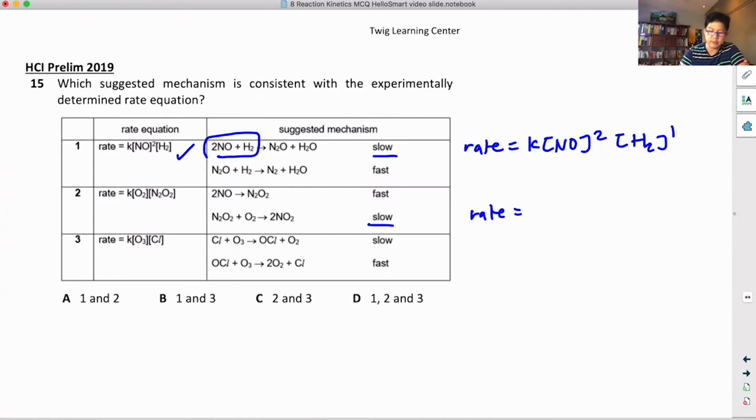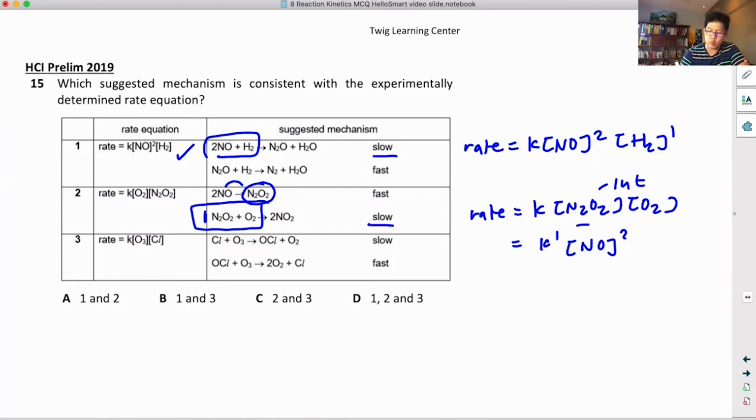Next, this is a slow step. So rate equals k [N2O2] to the power 1, you can see from here, and [O2] to the power 1. But you realize that N2O2 is an intermediate, so you have to replace it. N2O2 must be replaced with NO squared. So I'm just going to put k prime, but it'll be [NO] squared, because an intermediate cannot be part of your rate equation. So this is wrong, because N2O2 is an intermediate and should not be part of the rate equation.